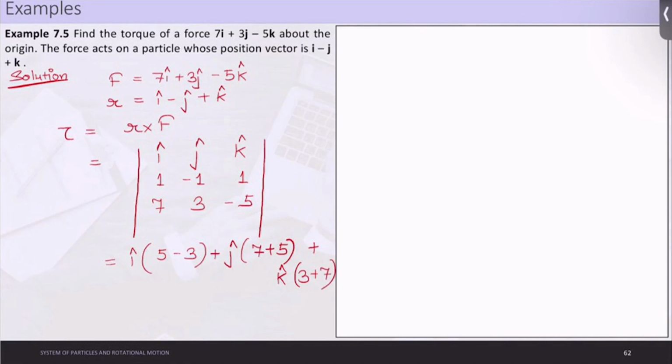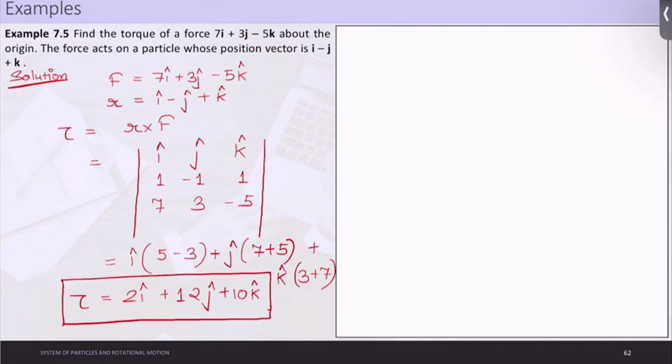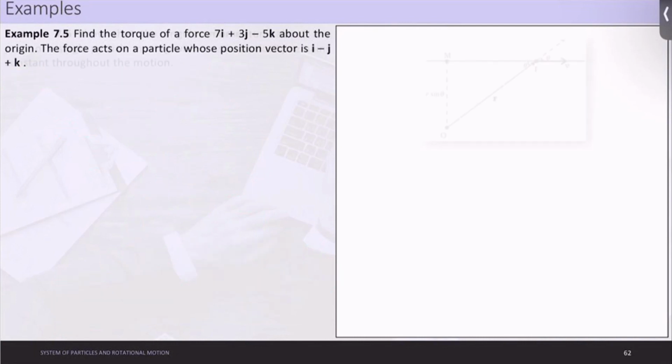Okay, so therefore the final answer you obtain is nothing but equal to 2 i cap plus 12 j cap plus 10 k cap. Okay, so this is the torque obtained for the force 7 i cap plus 3 j cap minus 5 k cap for the position vector R, which is i cap minus j cap plus k cap. Okay, so you can see clearly that this is a vector being obtained finally. Okay, so that thing being said, now let us move on to the second question.